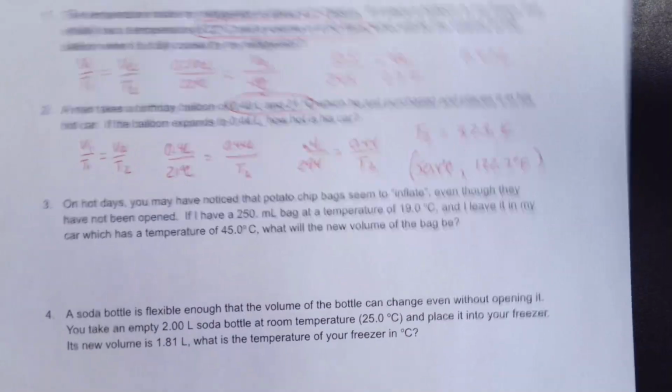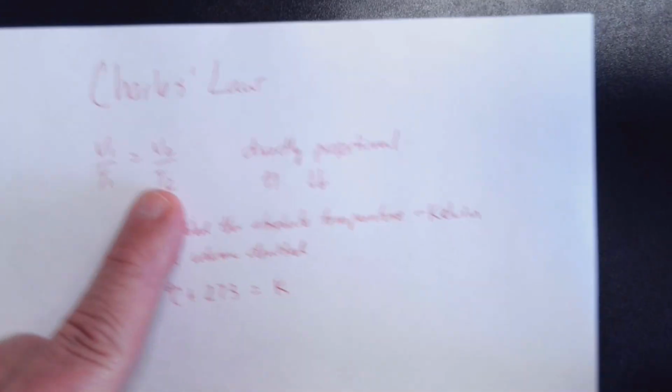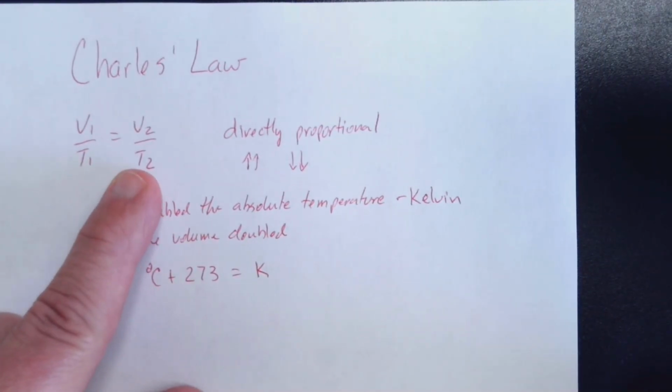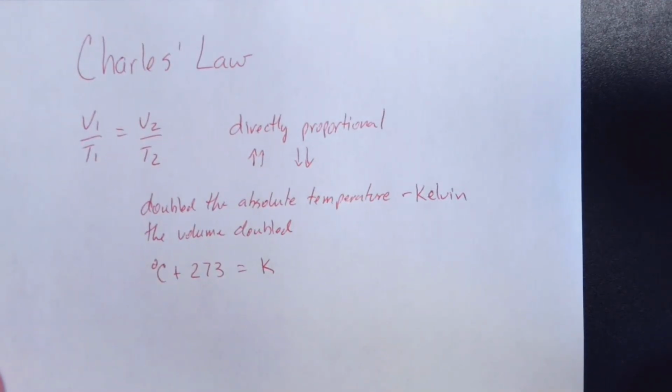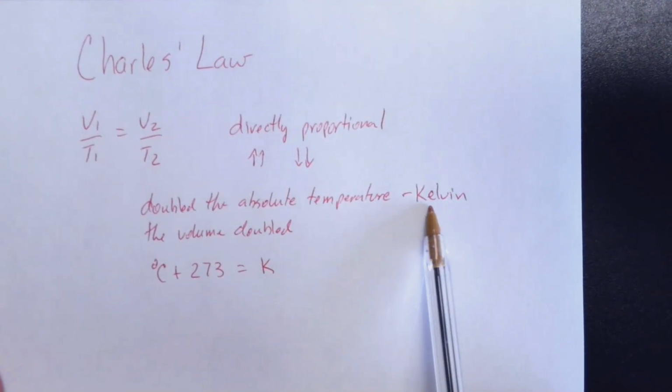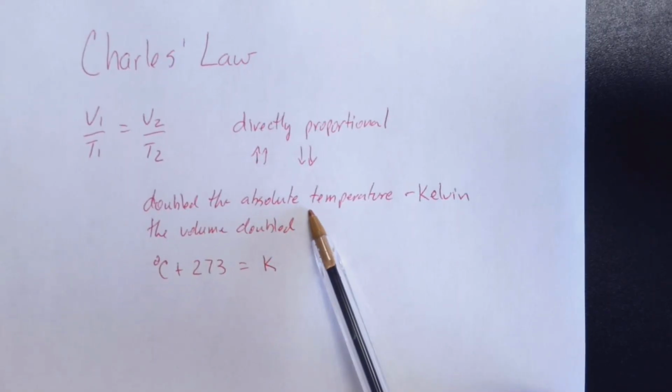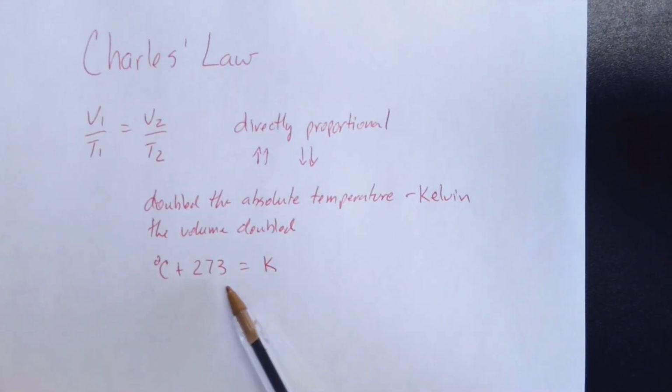All right, so quick recap. Again, we got Charles's law. Volume and temperature are directly proportional to the Kelvin temperature, absolute temperature. And we add 273 to get Kelvin.